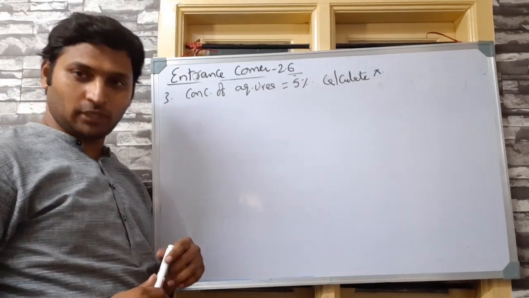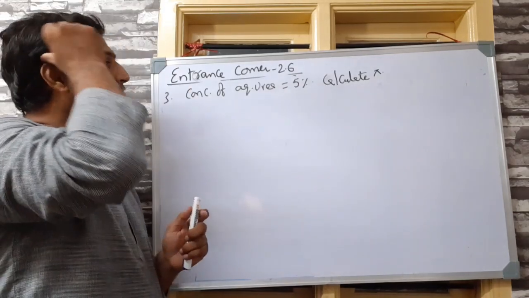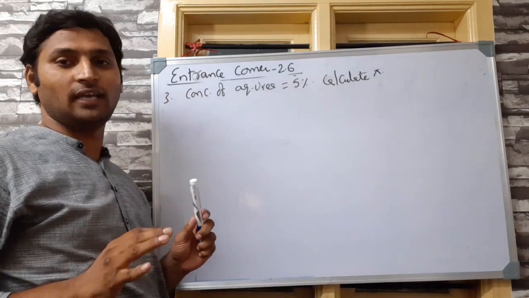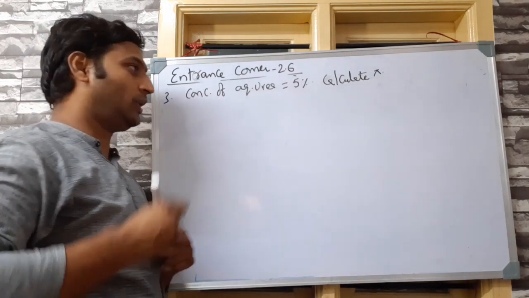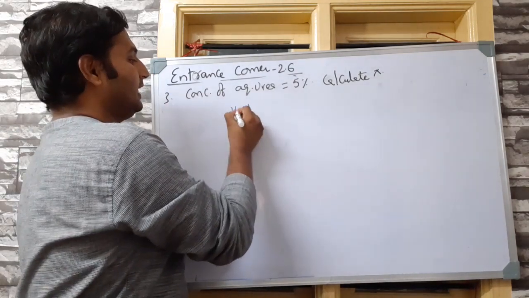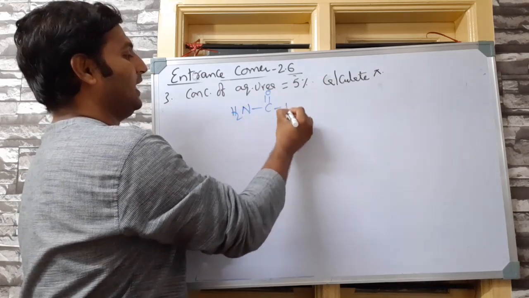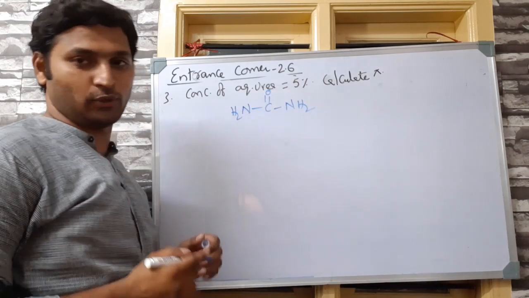If you look at question number 3, he has taken a 5% solution of aqueous urea. Urea formula is NH2 C double bond O NH2. This is exactly the structural formula of urea.